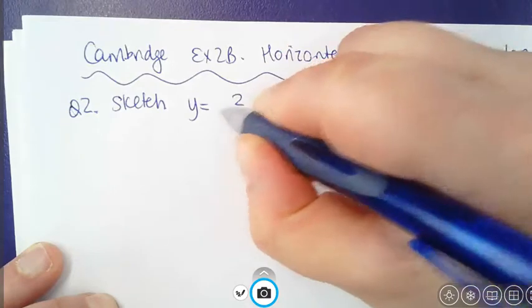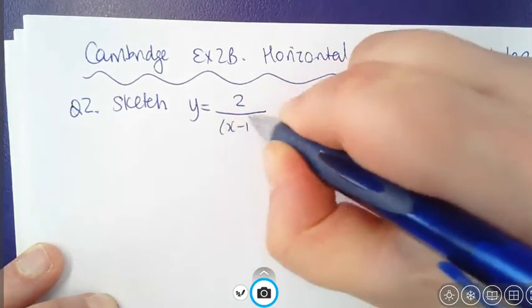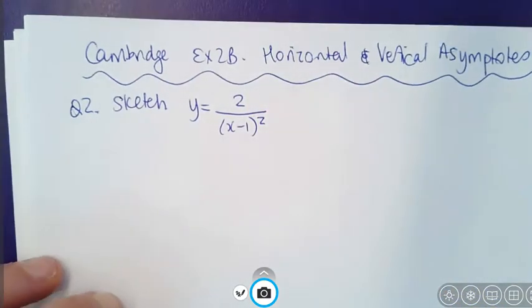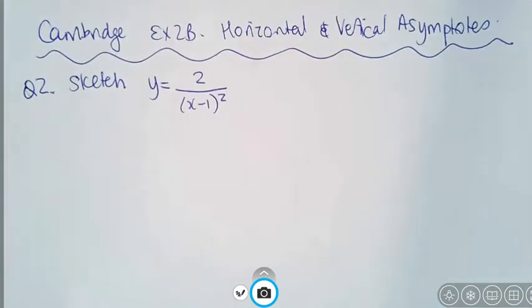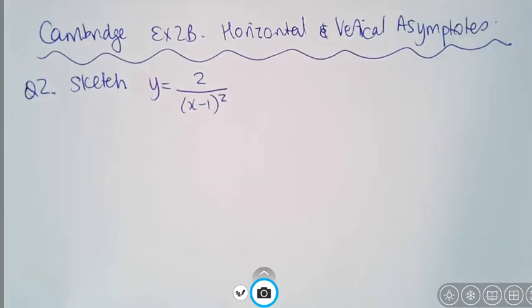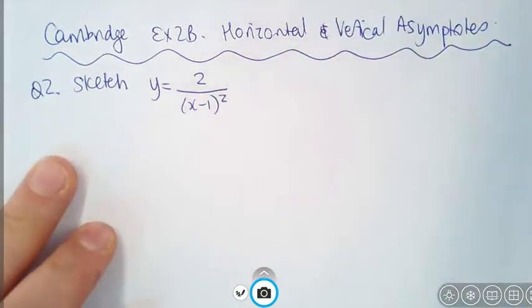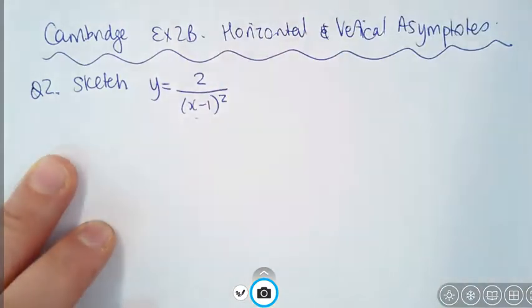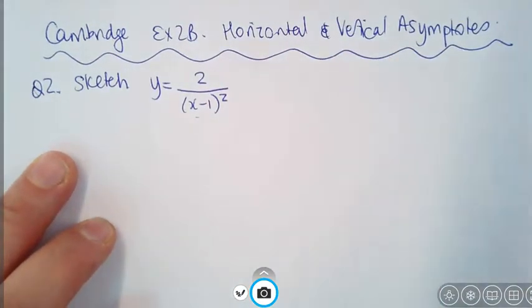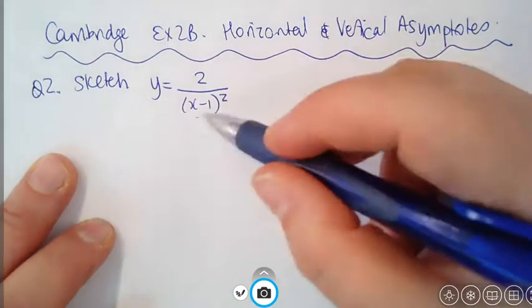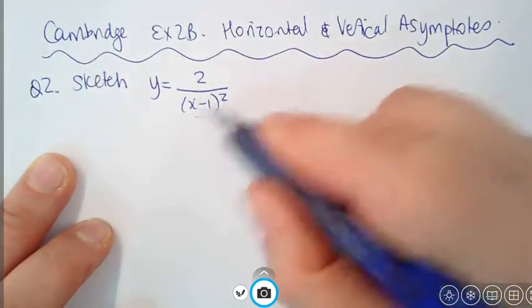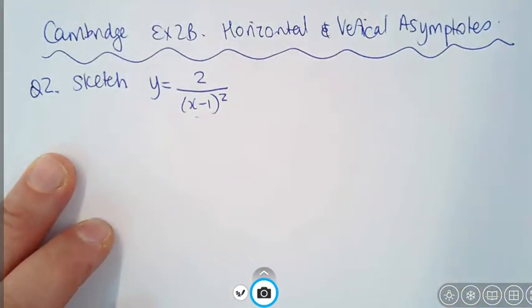Y equals 2 over x minus 1 all squared. Now we're going to follow a series of steps to do this. The steps always are, if you're trying to sketch a curve, we want x-intercepts, y-intercepts, and things like that. But before we start, what do you notice about the denominator? What can't it equal? What can a denominator not equal? Or what value of x are you not allowed to have?